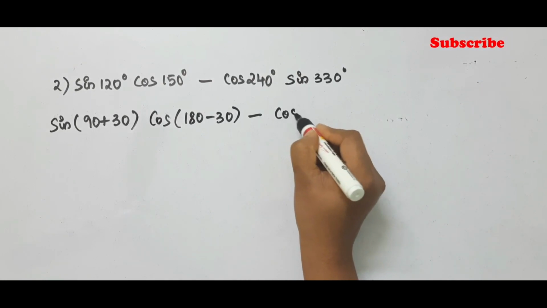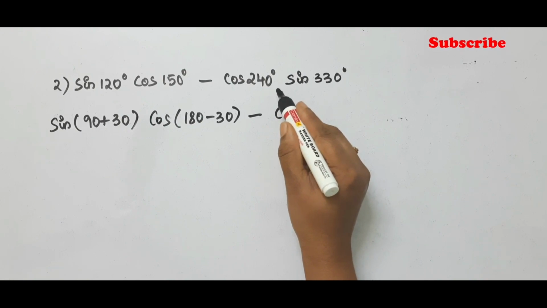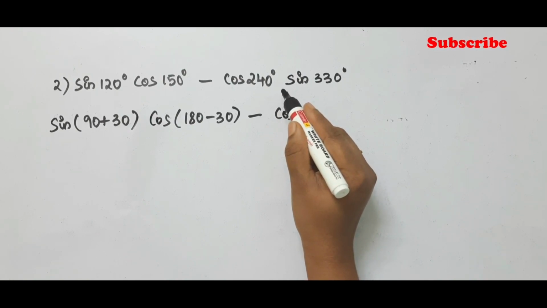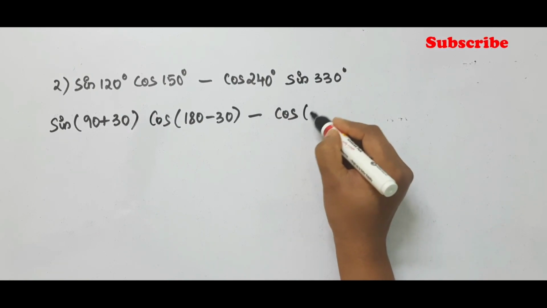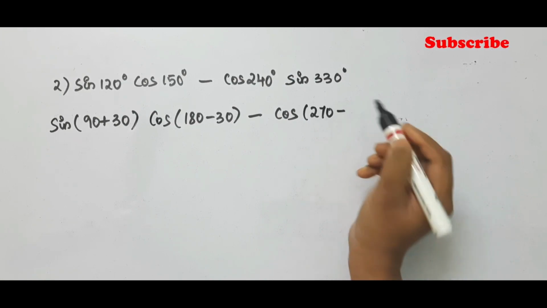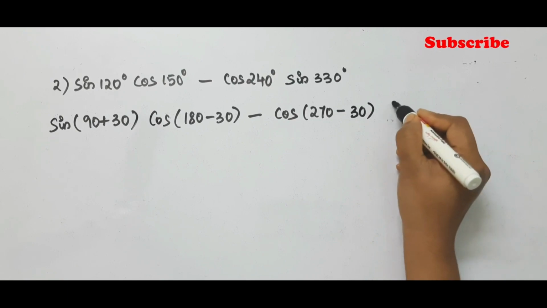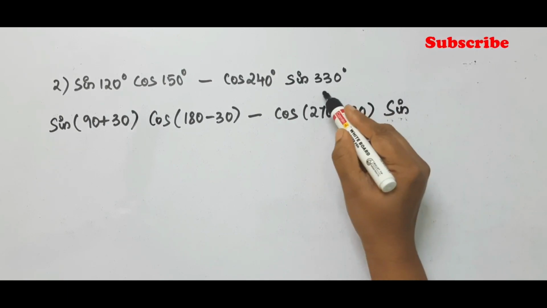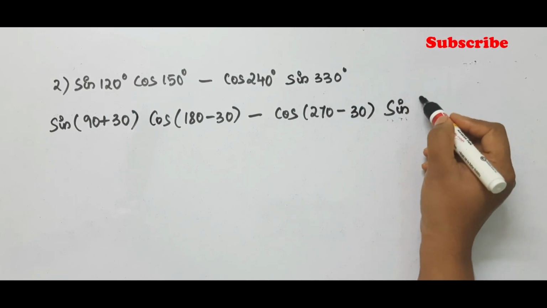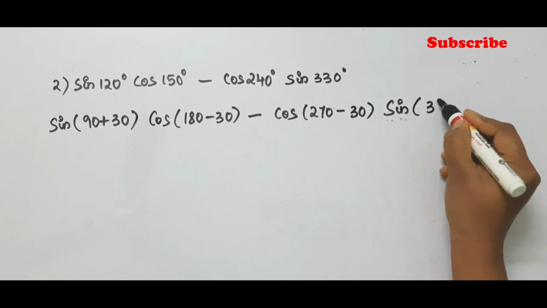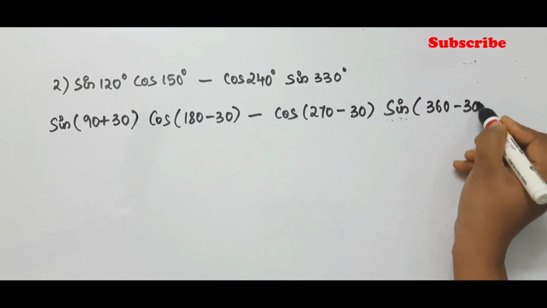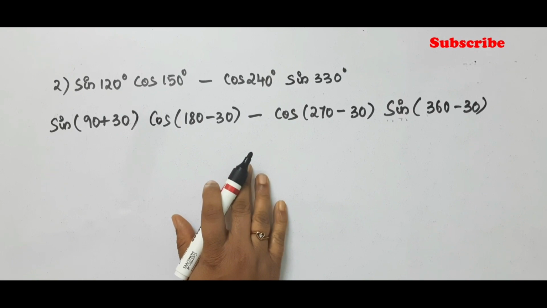Minus cos of 240. 240 means it is less than 270, is it not? So 270 minus 30. Sine can be written as, it is less than 360, so we can subtract it, 360 minus 30. So in this way I have transformed the angles.